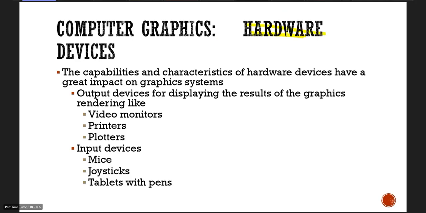Now let's talk about the hardware. For the hardware, we have input devices and output devices. The output device can be used to display the graphics. Output devices can be a video monitor, like the screen, a printer, plotters, video projectors, etc. And the input device can be a mouse, a joystick, a tablet with pen, etc.